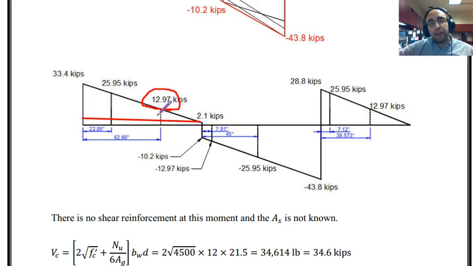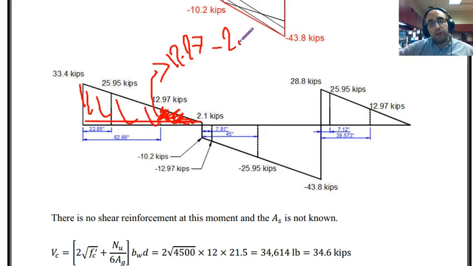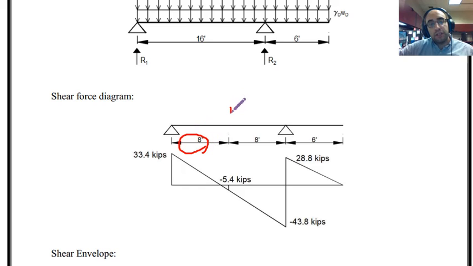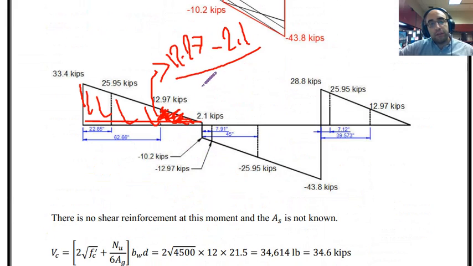So based on similar triangles, I have one triangle over here, and another triangle is the larger triangle, this triangle over here. One is this large one and another one is this smaller one. For these two triangles, we can write the ratios for the sides. For example, this side, which is 12.97 minus 2.1, divided by this side, which I don't know the value, but I know the total length from this point to this point is equal to 8 feet.